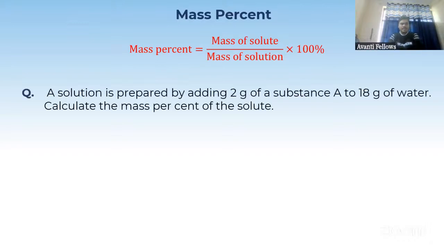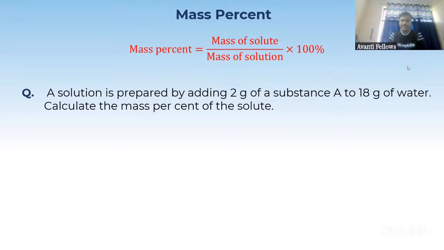Okay? Now, let's see. A solution is prepared by adding 2 gram of a substance A to 18 gram of water, right? Calculate the mass percent of the solute. So you need to calculate the mass percent of the solute. So let's see what the mass percent of the solute will be, and in what way we find it.